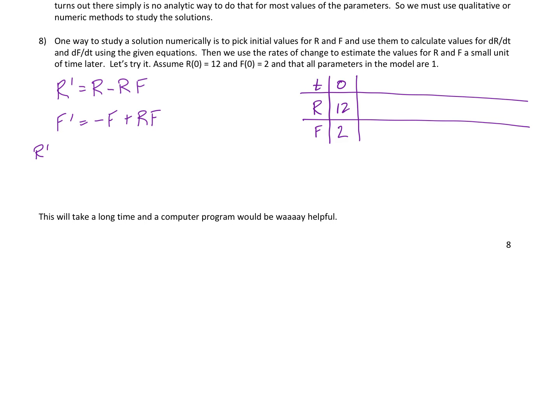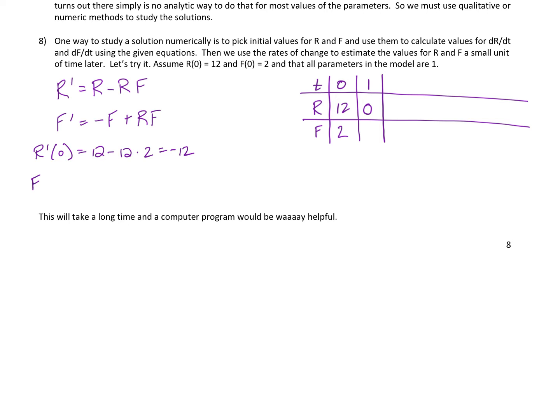So r prime of 0, when t is 0, we know that r is 12. So 12 minus 12 times 2 would be negative 12, which means that the rabbit population is changing by negative 12 rabbits per time unit. Okay, so we know that at time unit 1, the rabbit population is going to decrease by 12 from what it was at 0, because the rate of change is negative 12 rabbits per time unit. So at time unit 1, we're going to decrease the rabbit population by 12, and now it's 0.